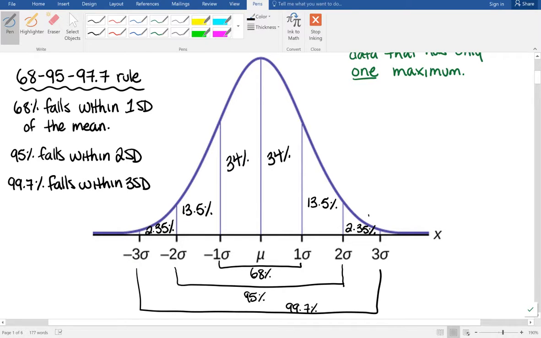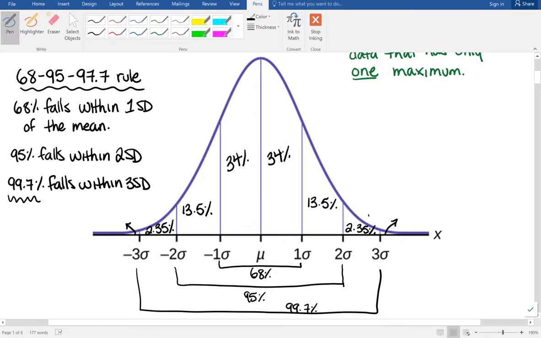We have a little bit left over. 99.7% of data isn't quite 100%. So we have these 2 sections on the outside here and here. That's going to be where the leftover bits are. So we're going to go 100%, I'm going to take away 99.7, and I'm left with 0.3. Like everything else, I have to divide that by 2 because I have to evenly distribute that. So 0.15% and 0.15% is what is left over.